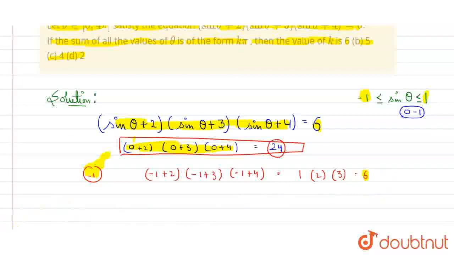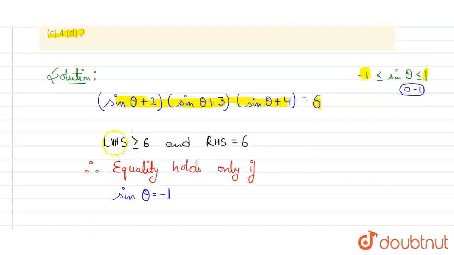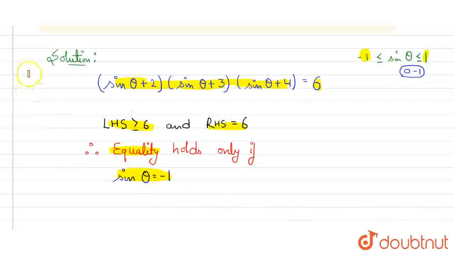Let me write the point which I told you. What I said is that LHS is greater than or equal to 6 and RHS equals 6. And if I want this equation to hold with equality, then my sin theta must be equal to -1. So I concluded that my sin theta should be equal to -1.